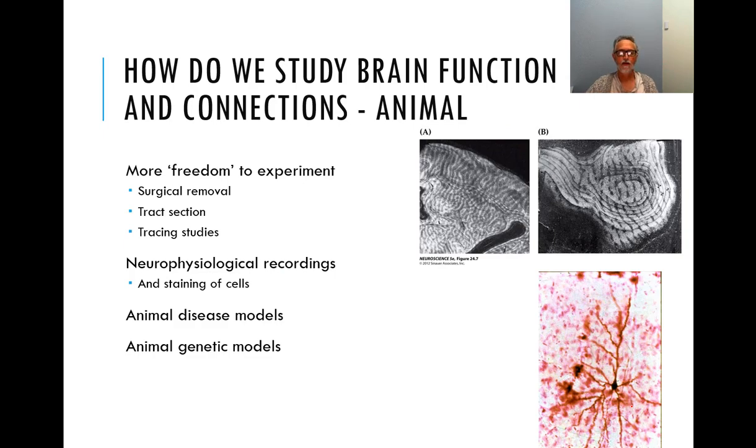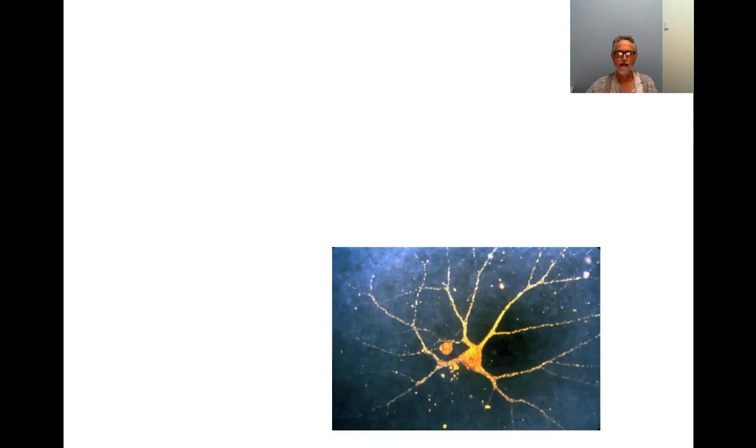A lot of studies that we've looked at relate to animal studies, largely because we have more freedom to experiment on animals than we do on humans. So we can remove part of a brain and see what happens. And so, for example, this is a brain map of the visual cortex showing regions which are innervated by a particular eye. We can cut tracts, so rather than waiting for some random damage, tracts can be cut. We can also do tracing studies. So, for example, these are ganglion cells.